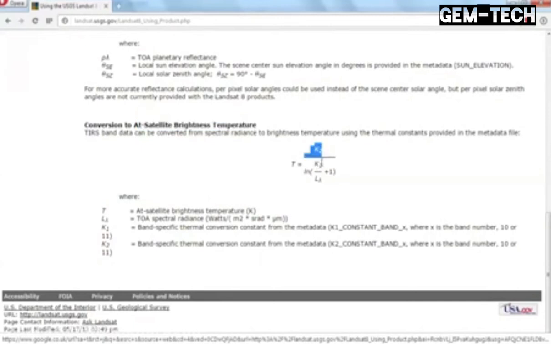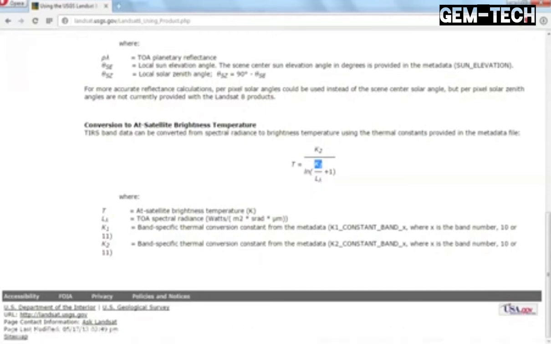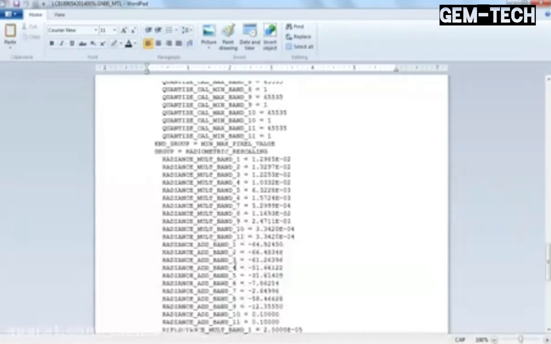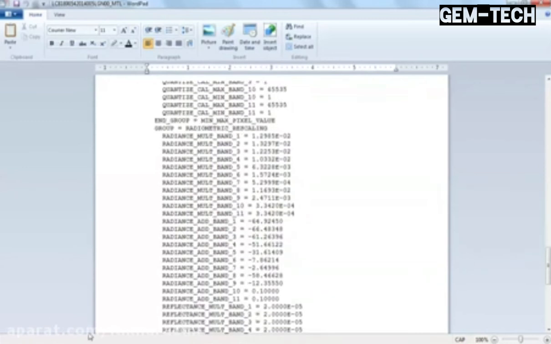So the K2 and the K1, the coefficient factors, are given in the metadata file. When you download your Landsat data, you will have an MTL file, which is the metadata file, and every conversion factor number you need will be in that file. And this is mine here.